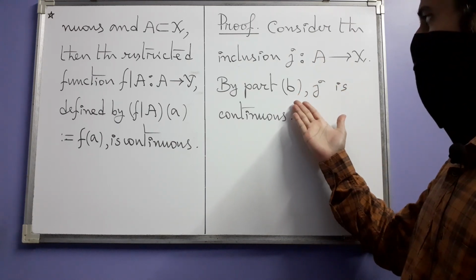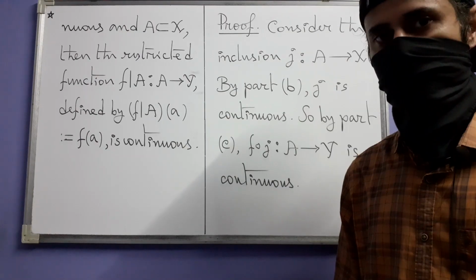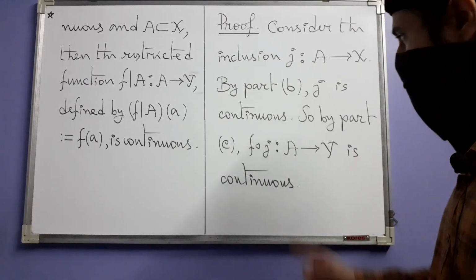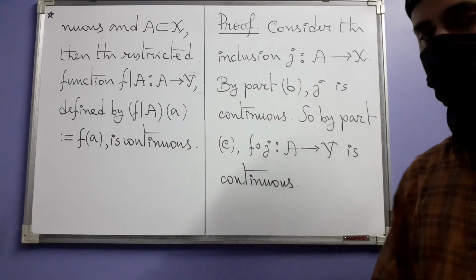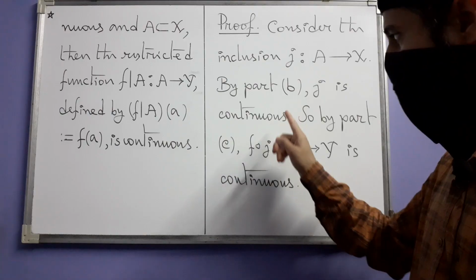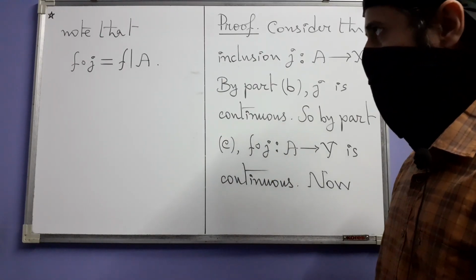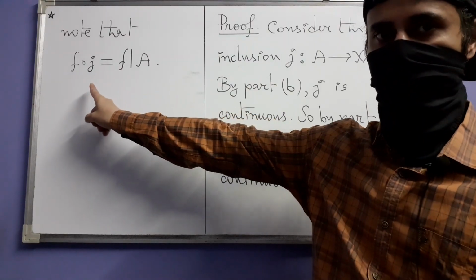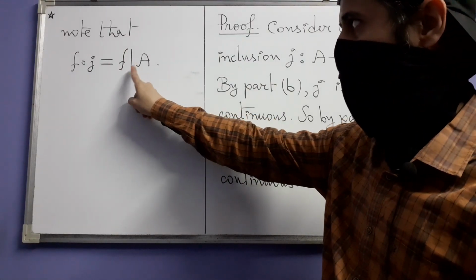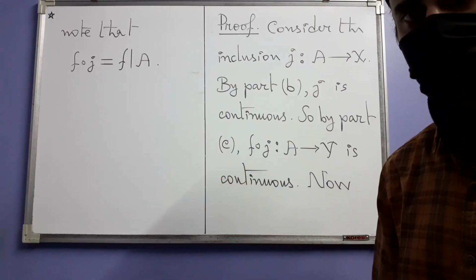And by part B, we already know that this J is continuous. And so by part C, this composite function is continuous because it's already given that f is continuous and part B gives you that J is continuous. And finally, you note that this f composite J is nothing but the function f restricted to A. So that's how this is also continuous.